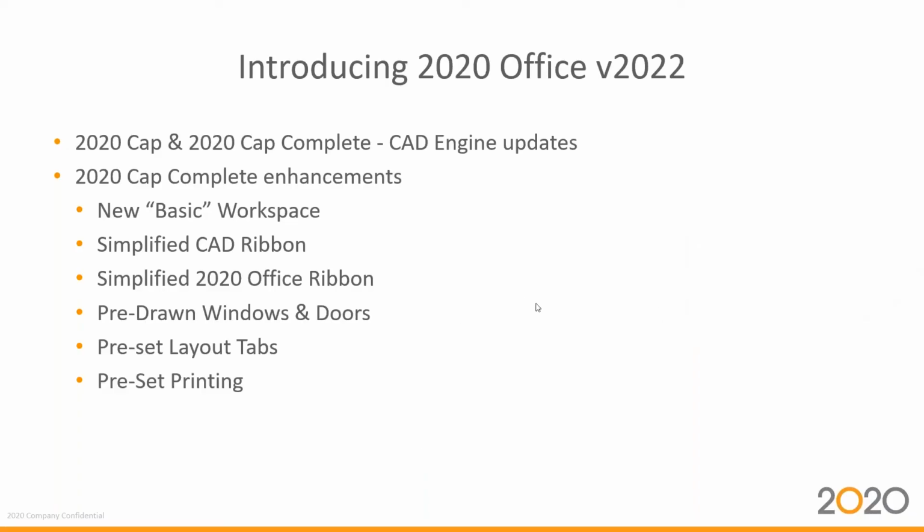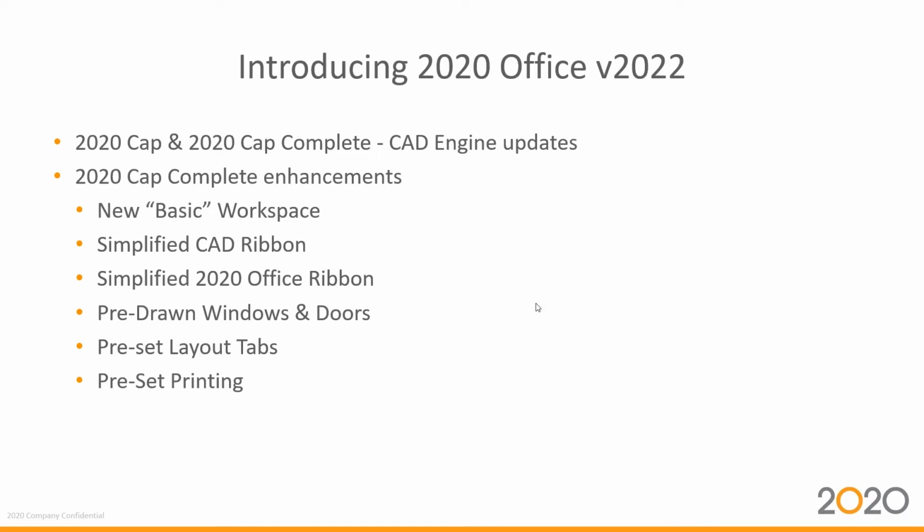So our 2020 Office version 2022 came out at the end of April. It's our annual release. And in that release, we were able to update the CAD engines for 2020 CAP and 2020 CAP Complete. We also made some enhancements to 2020 CAP Complete that will make it a little more approachable for people that are new to CAD in general. So we've added a new basic workspace, and I'm going to go into detail on each one of these. And we've added a simplified CAD ribbon and a simplified 2020 Office ribbon.